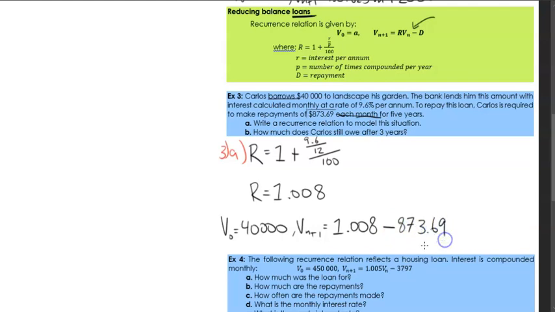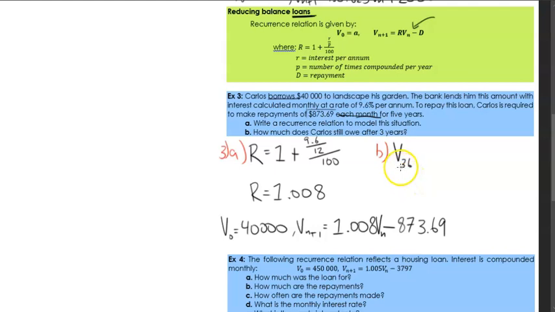$873.69. So this right here will model what the next terms will be using the previous term. Now, I just forgot V of n, there we go. And there's our recurrence relation, and we're going to use this to predict how much Carlos still owes after 3 years. So after 3 years, we need to find not V of 3, but in fact V of 36.